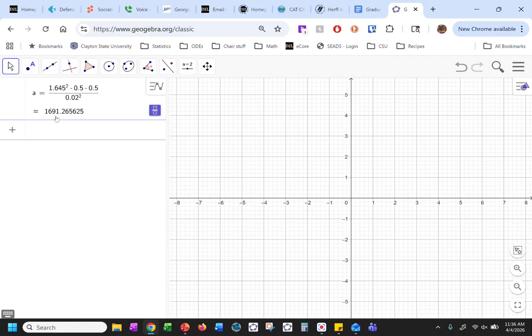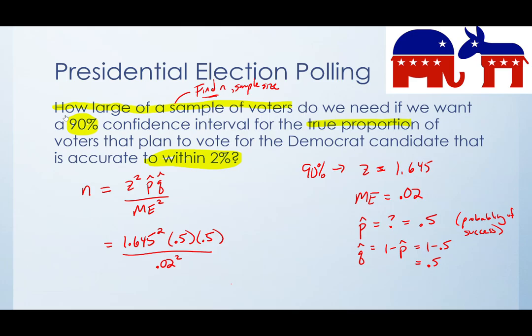So 1691.265. Now, of course, that is not a good answer because we can't interview or survey 0.26 of a voter. We need to round up always, right? For sample size, you break your rounding rules, you're going to round up.